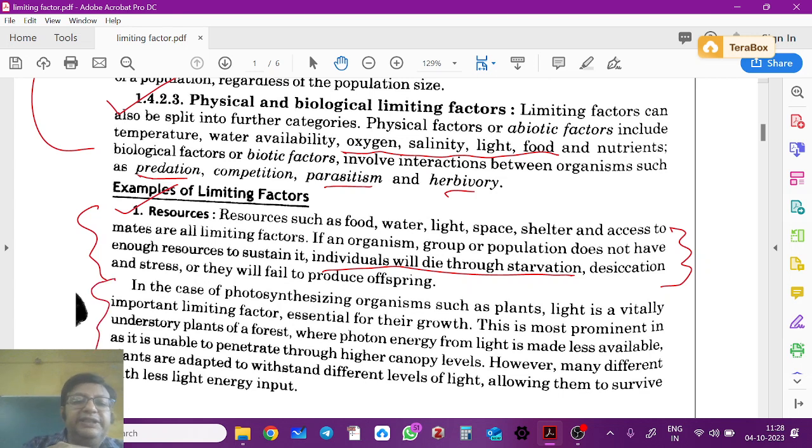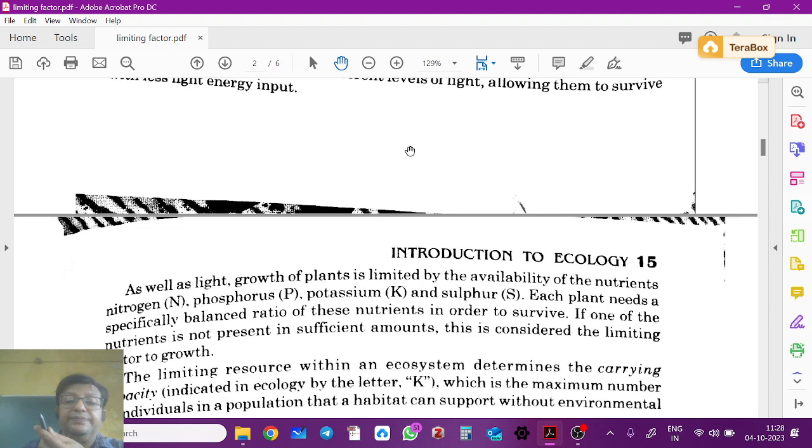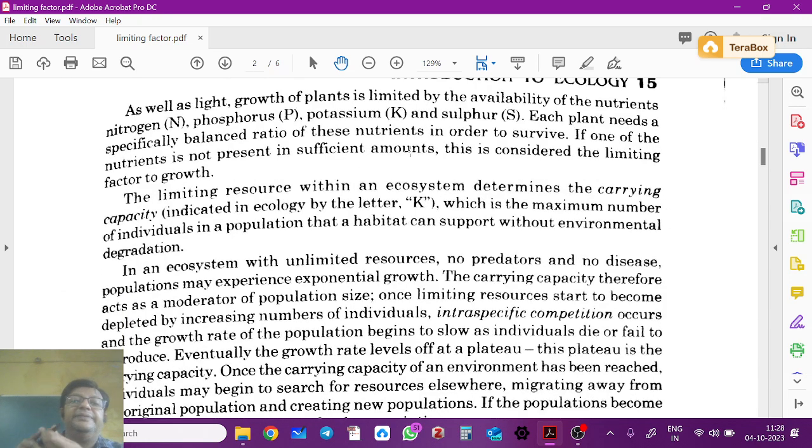In the case of photosynthetic organisms, carbon dioxide is important. In the case of a huge forest, sunlight is essential, so they are resources. Then availability of nutrients in the soil: nitrogen, phosphorus, sulfur, potassium. NPKs are all needed for growth.